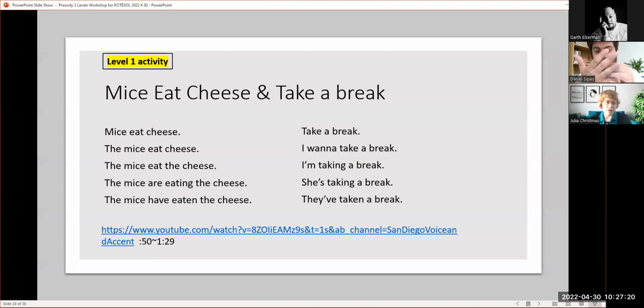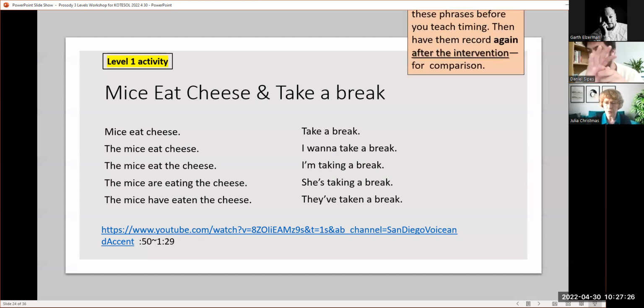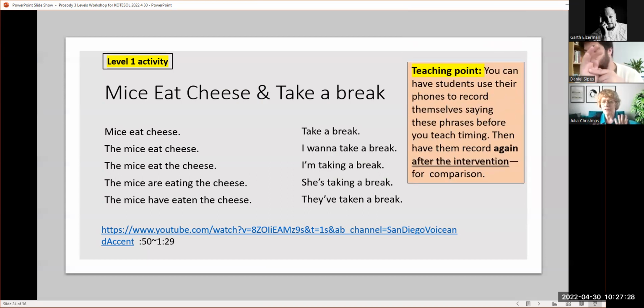So I write these phrases, sentences on the board, and here's a teaching tip: you can have the students use their phones to record themselves saying these phrases before you teach timing. And then you have them record themselves again after the intervention, after you say it and give them an idea of how the timing of stress and de-stress works.